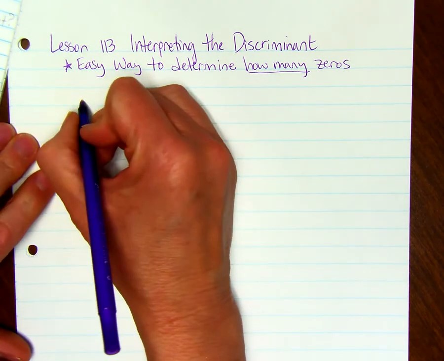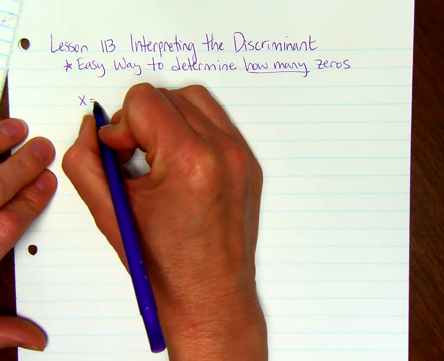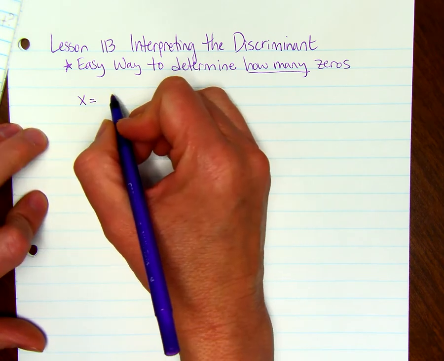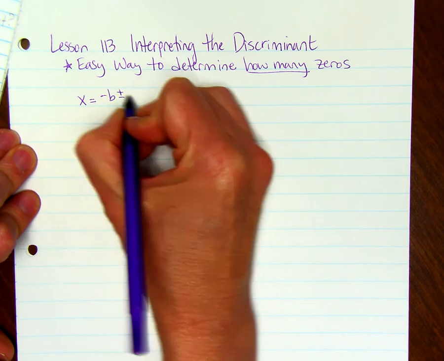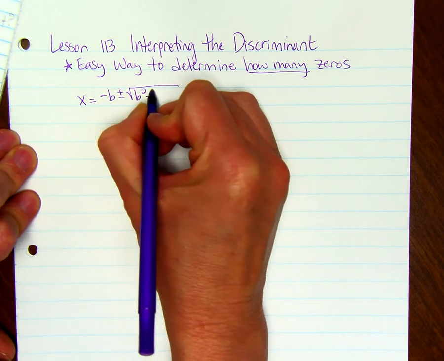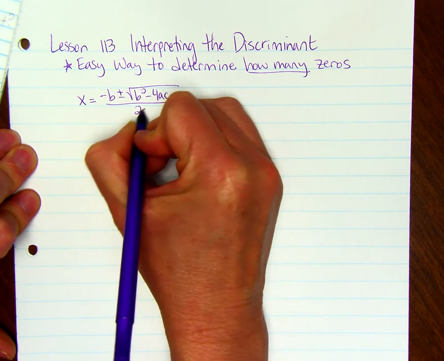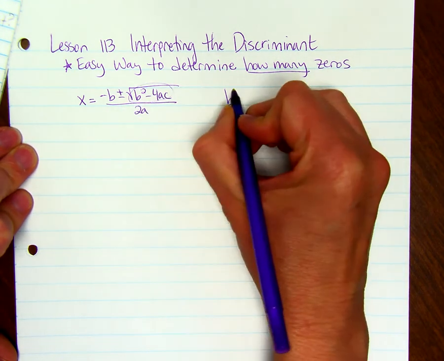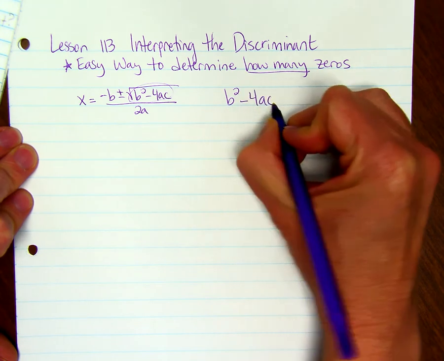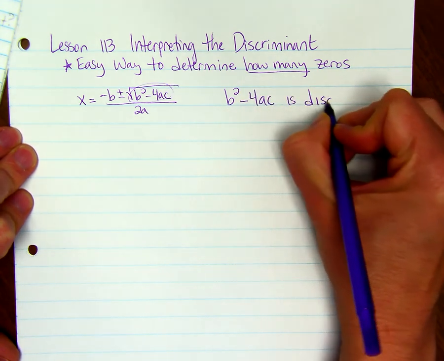So if you guys remember the quadratic formula that goes x equals negative b plus or minus square root of b squared minus 4ac all over 2a, the discriminant is the part that's under the square root. So b squared minus 4ac is the discriminant.